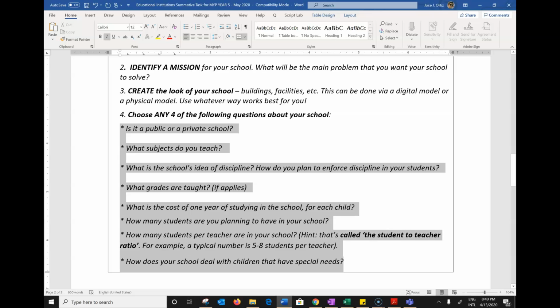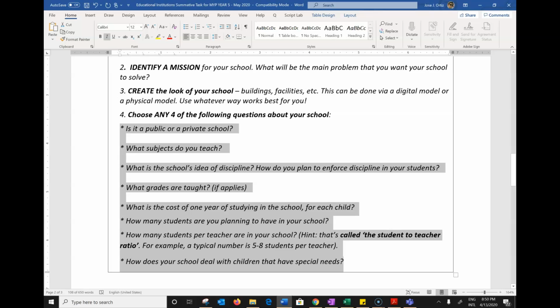But you get to pick any four of these questions. The questions that I gave you are: is it a public or a private school? What subjects do you teach? What is the school's idea of discipline? How do you plan to enforce discipline to your students? What grades are taught? Assuming, of course, it applies. What is the cost of one year of studying in your school for each child?